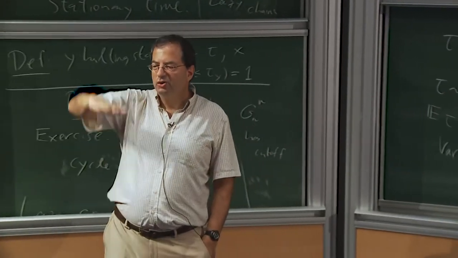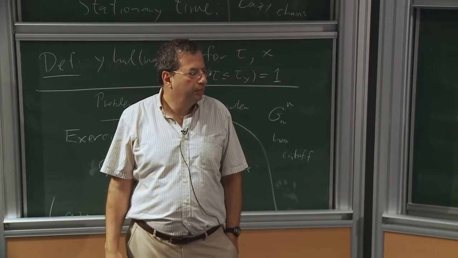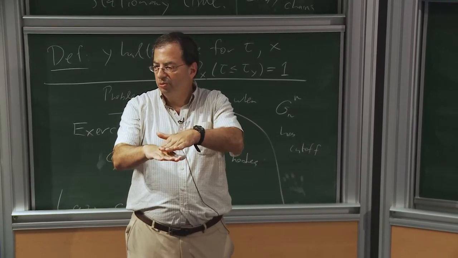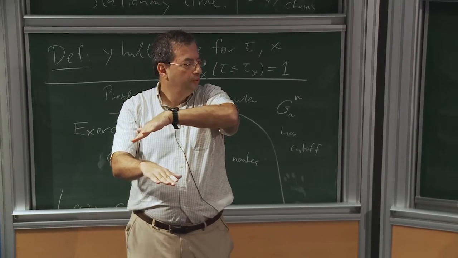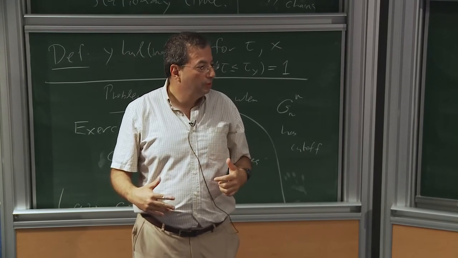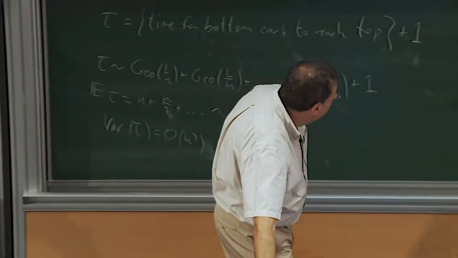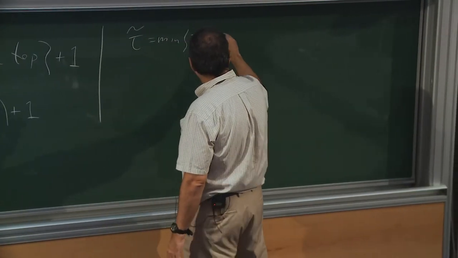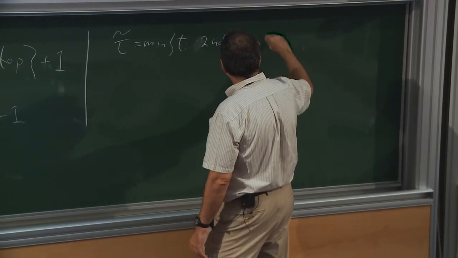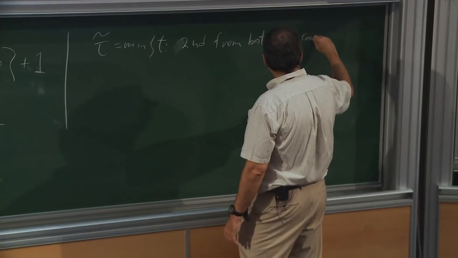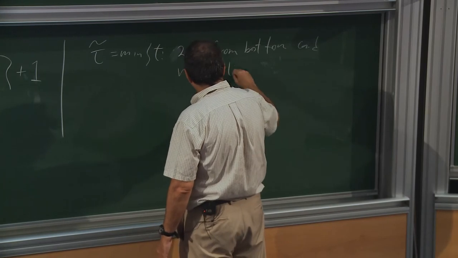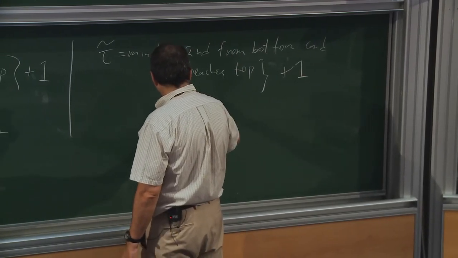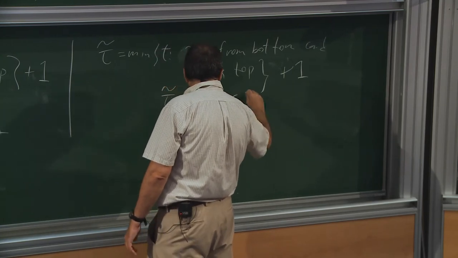So instead of waiting for the bottom card to reach the top and then make one more step, let's look at the second from bottom card. This is the card that started in the second from bottom position. Wait for it to reach the top and then do one more step. So of course this will happen earlier, strictly earlier. So if I look at a new stopping time, tau tilde, which is the first time that the second from bottom card reaches the top, plus 1. So this is strictly smaller than tau.